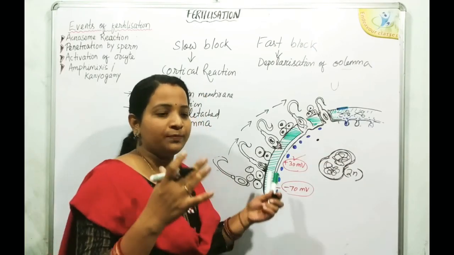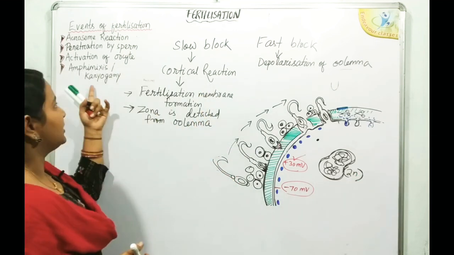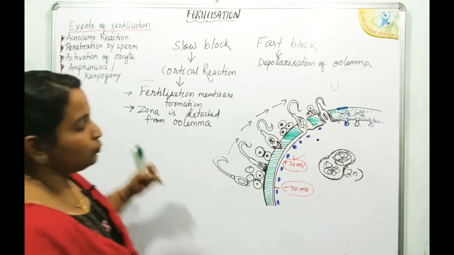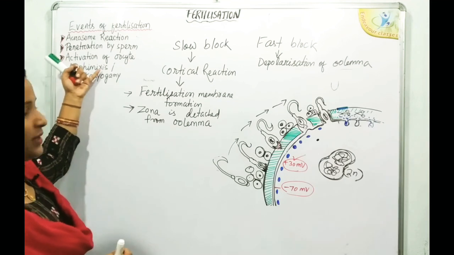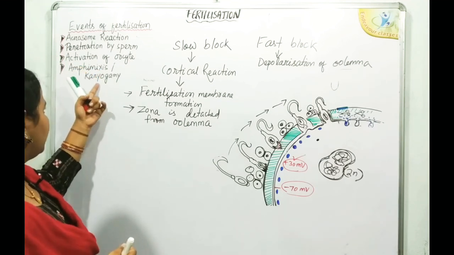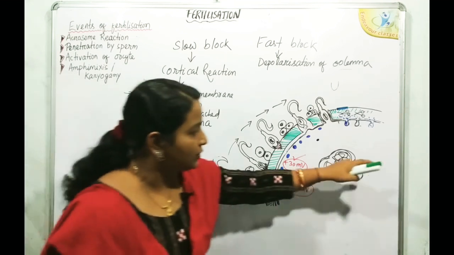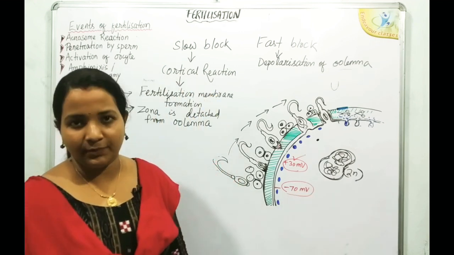This process of mixing of these chromosomes is called amphimixis or karyogamy. Amphi means both, nuclei they fuse, that's why it is amphimixis or karyogamy. Karyon means nucleus, gamos means marriage. So there is a marriage of two nuclei, you can say. So this is karyogamy or amphimixis.